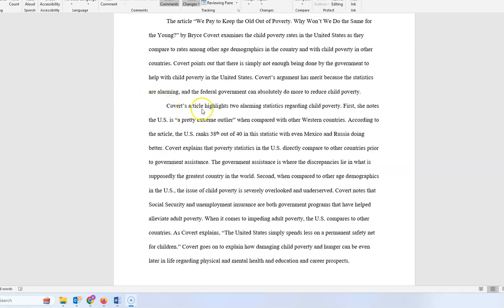So Covert's article highlights two alarming statistics regarding child poverty. So Jane Sample calls these statistics alarming. That's her opinion, so that's a nice P sentence there. And then we get into the first I sentence. She says, first, she notes the U.S. is a pretty extreme outlier when compared with other Western countries. According to the article, the U.S. ranks 38 out of 40 in this statistic, with even Mexico and Russia doing better. Now here the student can come back and put in some sort of E sentence here.